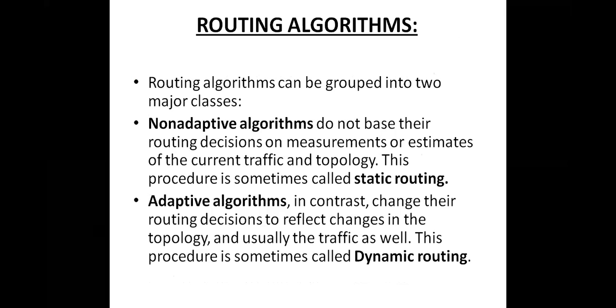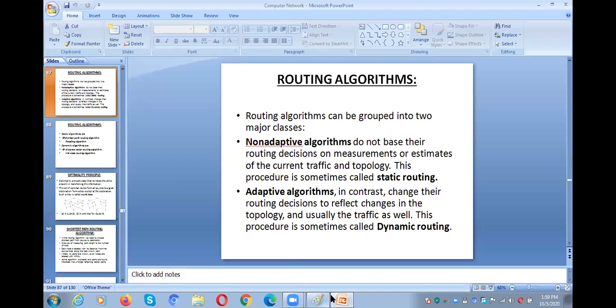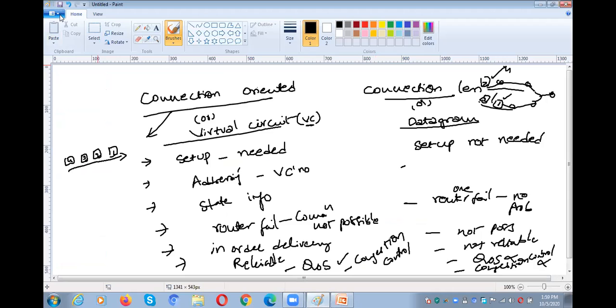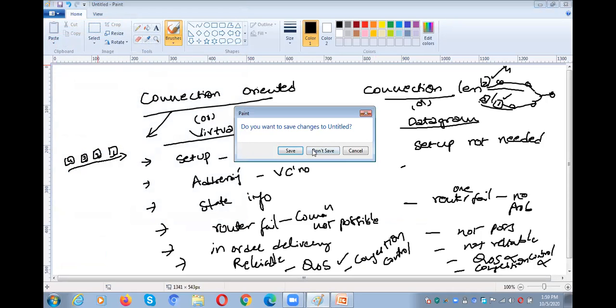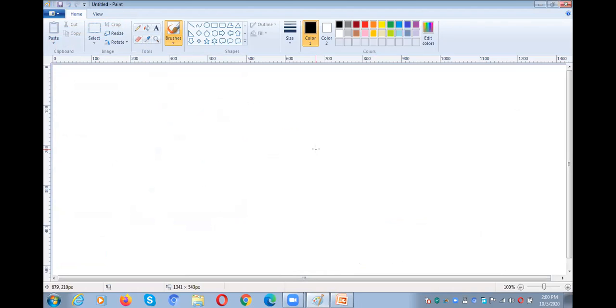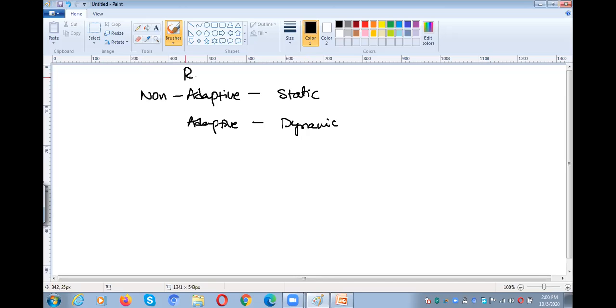And next, coming to routing algorithms. There are two categories of routing algorithms. One is a non-adaptive algorithm and the second one is an adaptive algorithm. So what is the difference between non-adaptive and adaptive? Non-adaptive is also called static routing algorithms, and adaptive means dynamic routing algorithms.